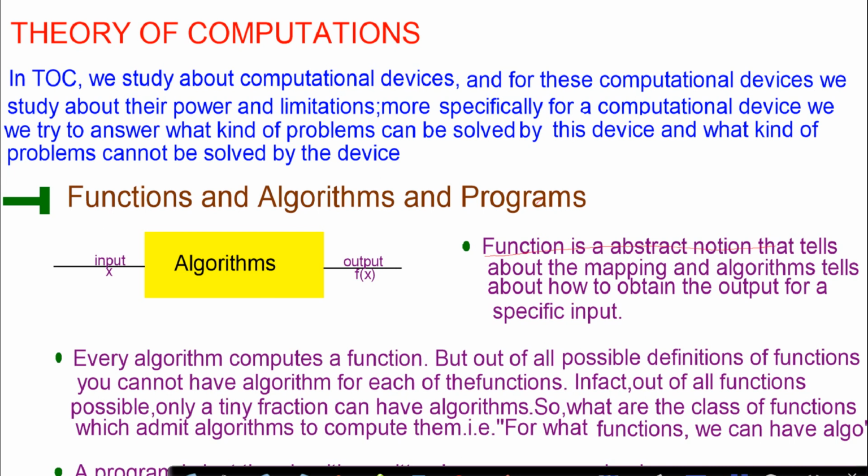A function is an abstract notion that tells about the mapping, and an algorithm tells about how to obtain the output for a specific input. A function is just a mapping between domain and range. You can define as many functions as you want. But it's the algorithm, the step-by-step procedure, that takes the input and generates an output by going through a procedure.